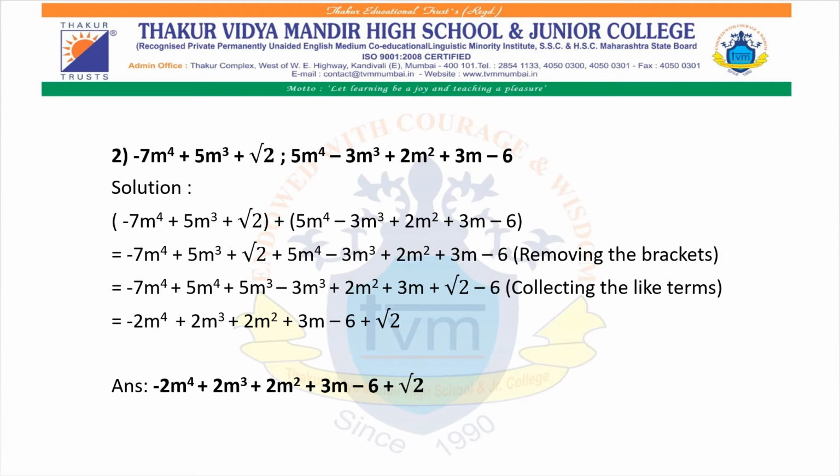So, minus 7 plus 5 we will get minus 2m raised to 4. 5 minus 3 we will get 2m cube. Then 2m square will be as it is. 3m will be as it is. Minus 6 plus root 2 will be as it is. So the answer is minus 2m raised to 4 plus 2m cube plus 2m square plus 3m minus 6 plus root 2.